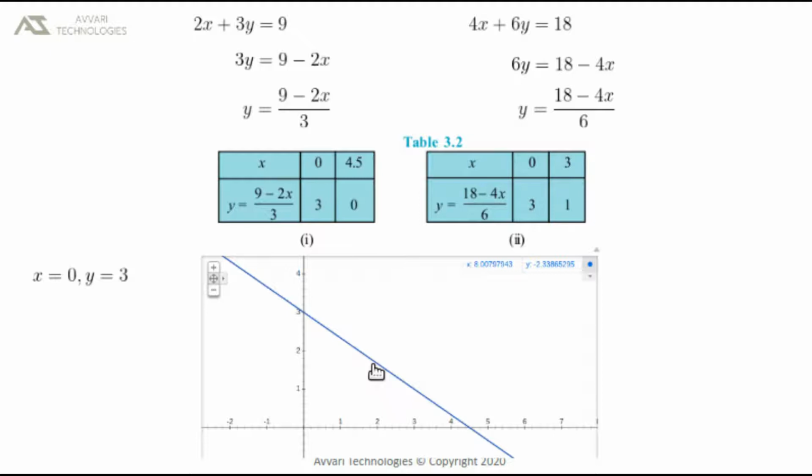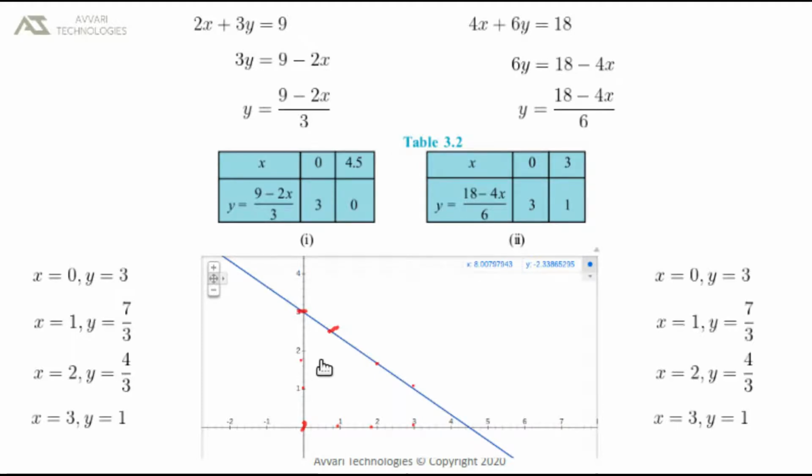Now let us take the values individually. At x is equal to 0, this is for equation 1, y is equal to 3. At x is equal to 1, y is equal to 7 by 3, which is almost 2 point something. At x is equal to 2, y is equal to 4 by 3. At x is equal to 3, y is equal to 1. So these are some of the values for the first equation.